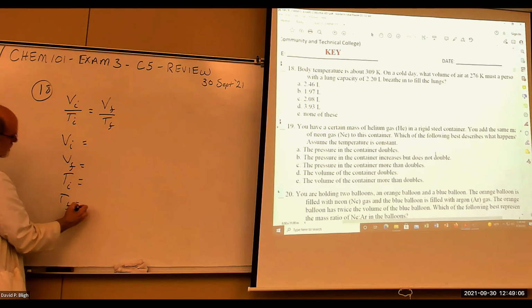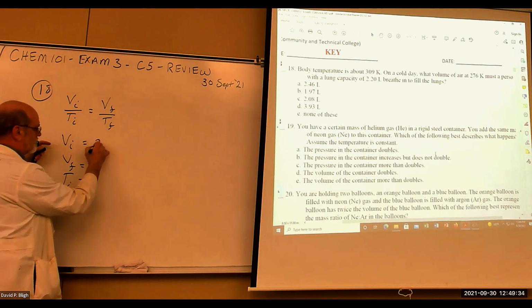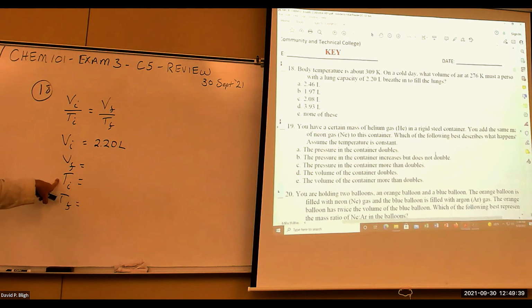Or a list. So what's the initial volume? Well, as long as you match the volume and temperature, it doesn't matter which one you say is initial. But you do have to get them together, right? So if we say the initial volume is 2.2 liters, under what temperature is that found?